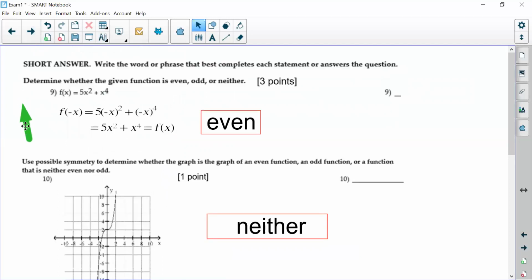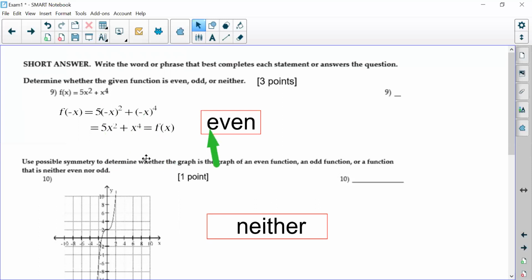Number 9, is it odd or even or neither? The only way to determine this algebraically, by showing work, would be to replace x with the opposite of x. And the opposite of x squared plus the opposite of x to the 4th power. All those negative ones cancel out, leaving you with this, which is the original.